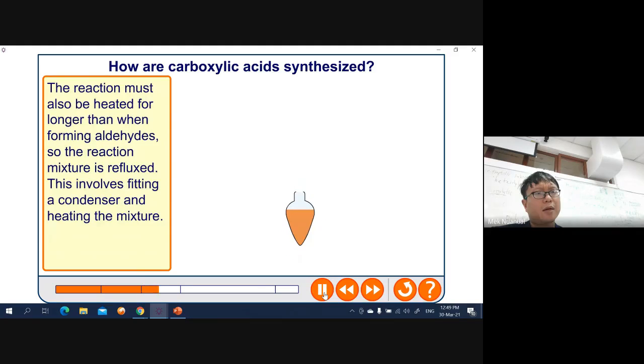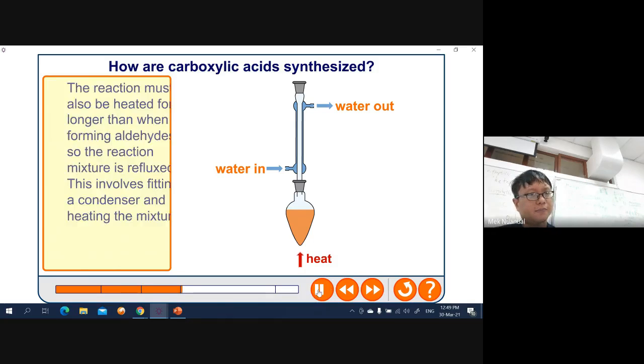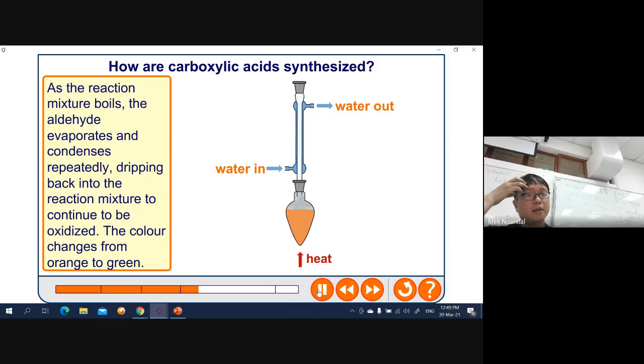Okay, so the reaction must be heated for longer when forming aldehyde. So the reaction mixture is reflux. No, that's supposed to be the last step with carboxylic acid. Oh, yeah, sorry. Yes, if you want to go to carboxylic acid, you have to heat beyond just making aldehydes. This is where you have your reflux, okay? The vertical condenser. And as the reaction boils, the aldehyde evaporates and condenses repeatedly, dripping back into the reaction mixture to continue to be oxidized.